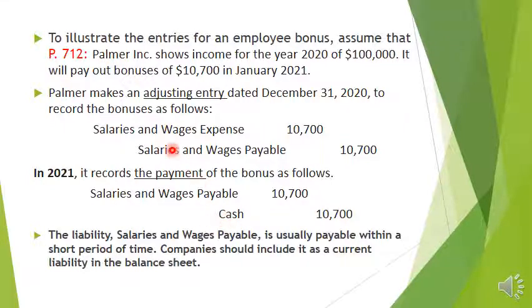يبقى هنا قبل ما يتم دفعها اتسجلت انها salaries and wages payable مستحقة. لما تم الدفع لغاية salaries and wages payable هي كريدت خليتها ديبت واتدفعت كاش. The liability salaries and wages payable is usually payable within a short period of time. Companies should include it as a current liability in the balance sheet.